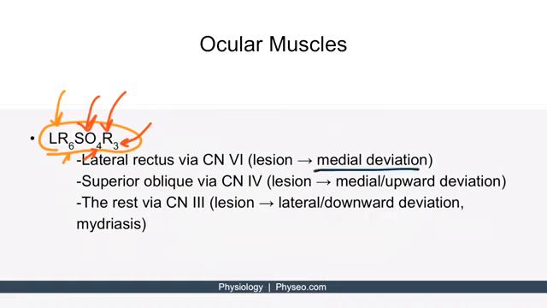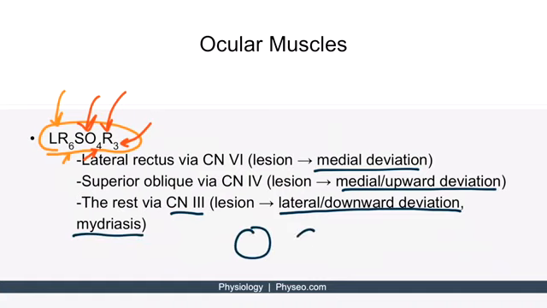And if you damage the superior oblique muscle, the lesion will lead to medial upward deviation, which we discussed on the previous slide. And the rest, cranial nerve 3, if you lesion that, then you'll get a lateral downward deviation plus mydriasis. So if we damage the right side, right here, then we'd get mydriasis, a blown pupil, if you will, and a lateral downward deviation. The eye would look down that way. And that concludes this section.